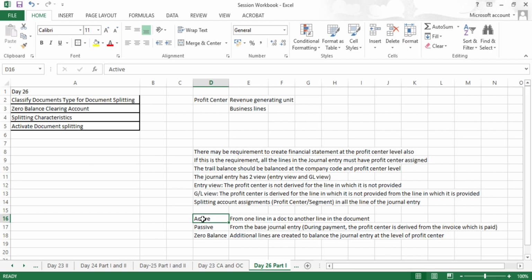Coming to the type of document splitting, we have three types: active, passive, and zero balance. Active document splitting means within a journal entry, if one of the line items has a profit center, the other line derives the profit center from the line having the profit center. Passive document splitting means the journal entry which is currently processed derives the profit center from the connected journal entry. As an example, during the payment, the journal entry gets the profit center from the invoice which is being paid.